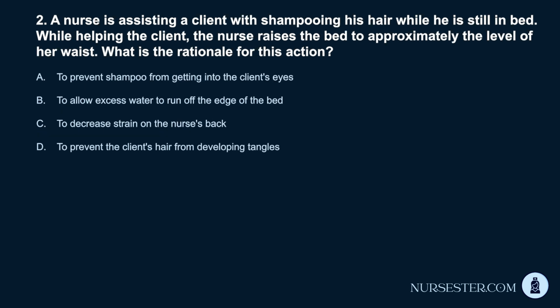2. A nurse is assisting a client with shampooing his hair while he is still in bed. While helping the client, the nurse raises the bed to approximately the level of her waist. What is the rationale for this action? A. To prevent shampoo from getting into the client's eyes. B. To allow excess water to run off the edge of the bed. C. To decrease strain on the nurse's back. D. To prevent the client's hair from developing tangles.